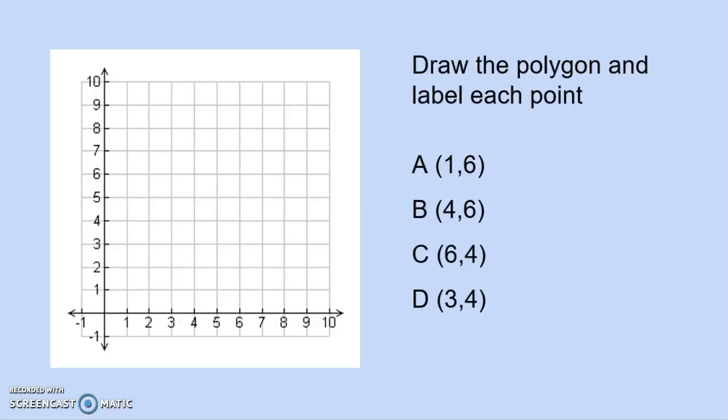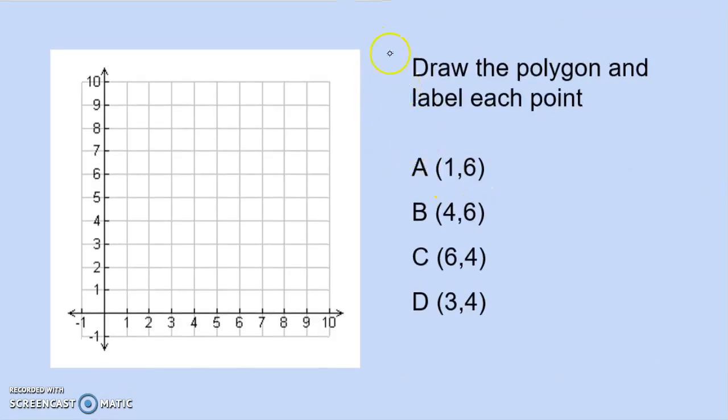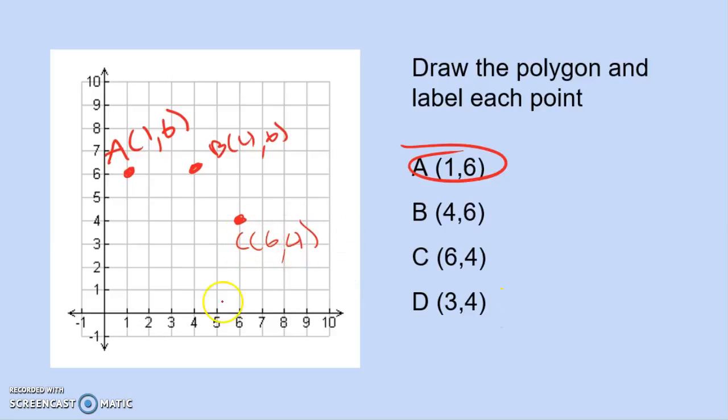Here's our next one. We need to draw the polygon and label each point again. First point is at 1, 6. I'm going to call that point A. Our second point is at 4, 6. Call that point B. Our next point is at 6, 4. Call that point C. The last point is at 3, 4. Call that point D. Connect your dots, you get a bit of a parallelogram.